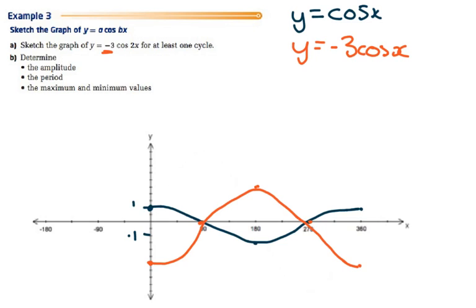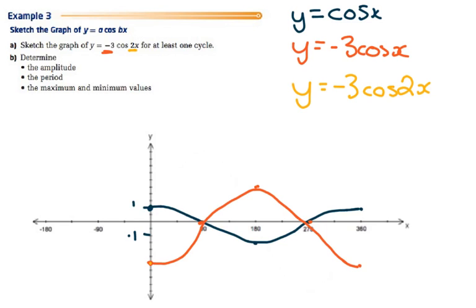Second transformation in this chain is the 2. So in the end, when we do this in yellow, we'll get negative 3 cos 2x. It's a horizontal stretch, so all the points horizontally get multiplied by 2.